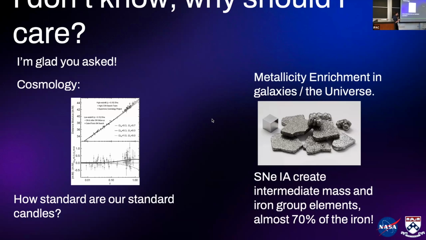And two, if you don't care about cosmology, you might care about metallicity enrichment, because Type 1as produce about 70% of the iron in the universe, as well as a lot of the iron peak elements that we know and love. So if we don't understand the progenitor system, we have a poorer understanding of the metallicity history of our universe.